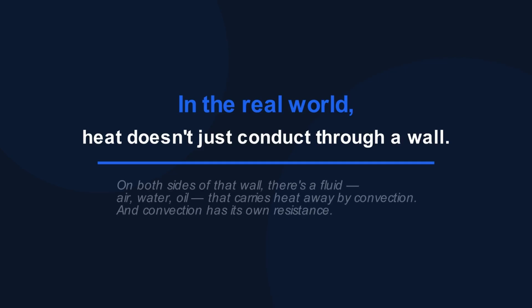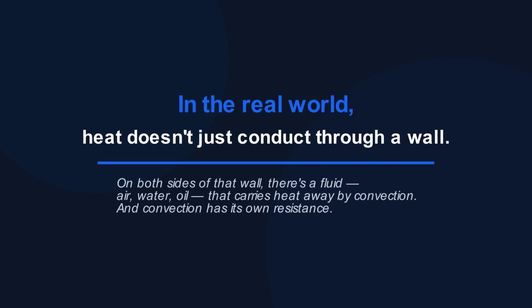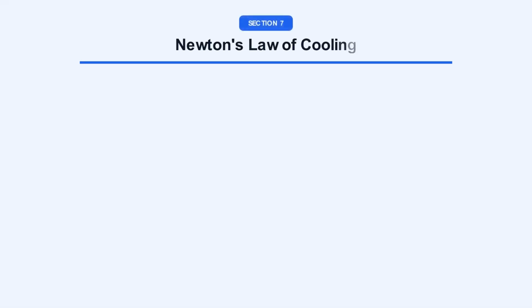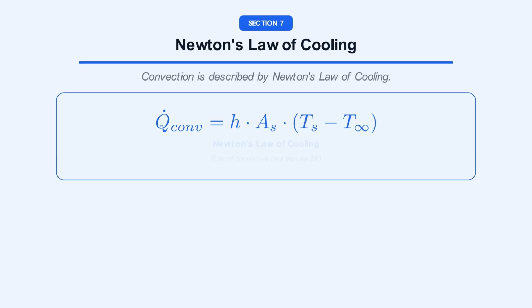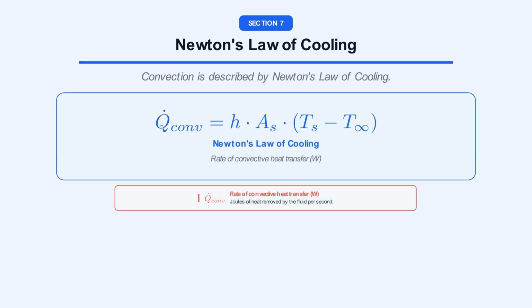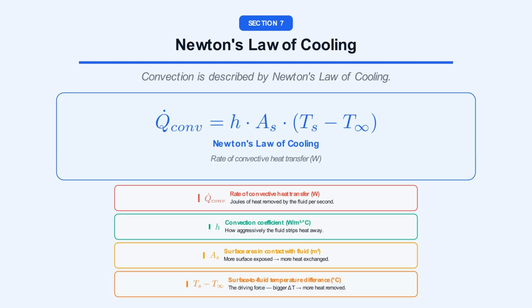Now, in the real world, heat doesn't just conduct through a wall. On both sides of that wall, there's a fluid, air, water, oil, that carries heat away by convection. Newton's law of cooling describes this. Q convection equals H times AS times TS minus T infinity, where H is convection heat transfer coefficient in watts per meter squared times degrees Celsius, AS is surface area in contact with the fluid in meters squared, TS is surface temperature in degrees Celsius, and T infinity is temperature of the fluid far from the surface in degrees Celsius.